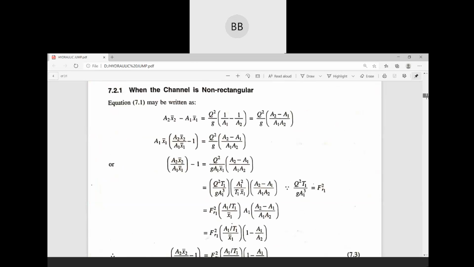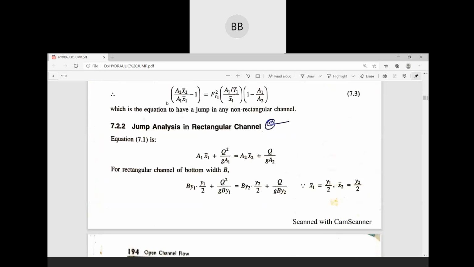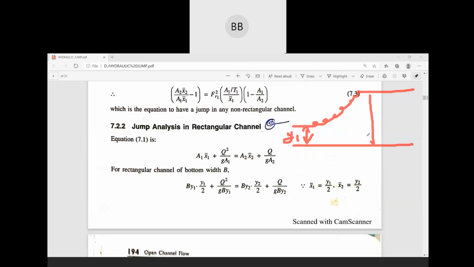Okay. So now we derive a relationship between y1 and y2. Suppose this is your hydraulic jump. Here we have y1 before the jump, and after the jump, the depth of flow is y2. So we are going to find one relationship between this y1 and y2.